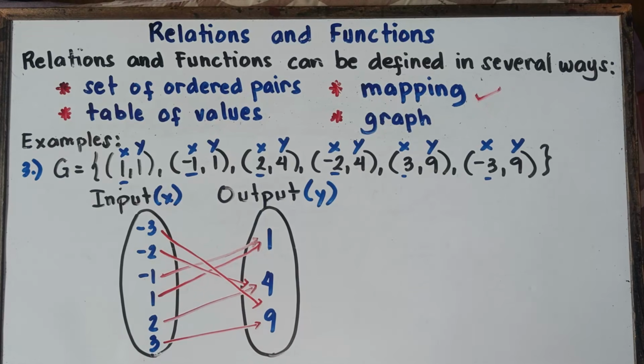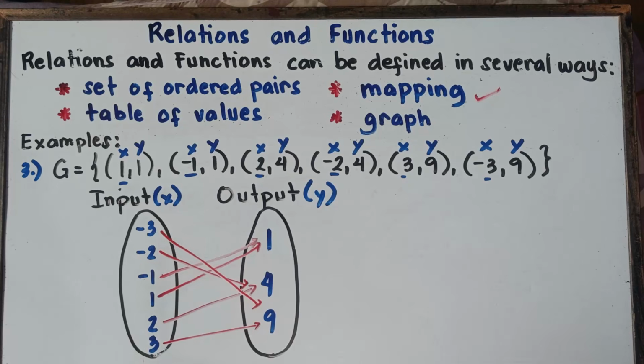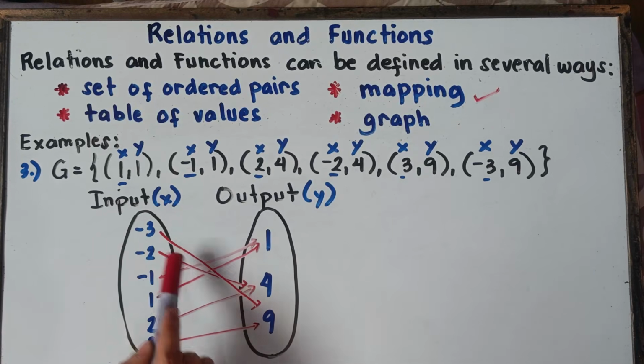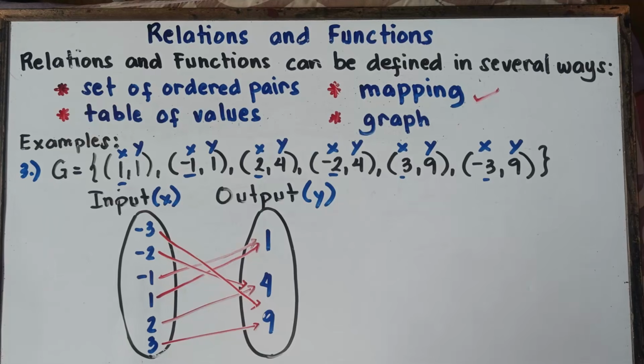If the input has exactly one arrow pointing to the output, therefore, class, this will be a function. Easy as that, class. Quick and easy way, class. If this given input has exactly one arrow going to that output, this will be a function class. Easy as that. Let's check this one out, class.